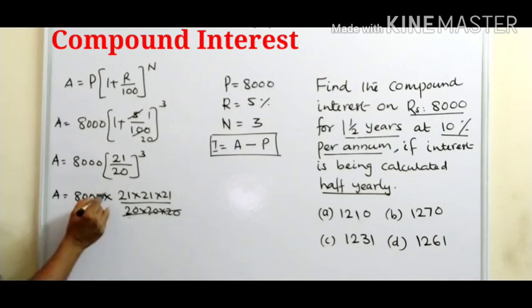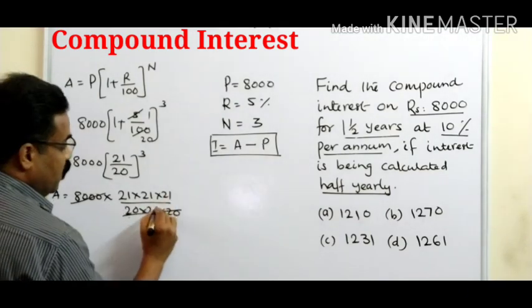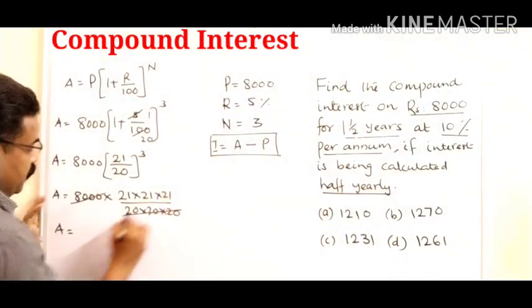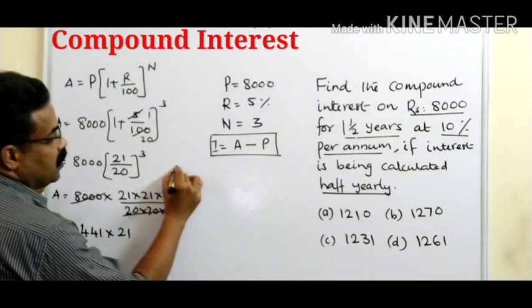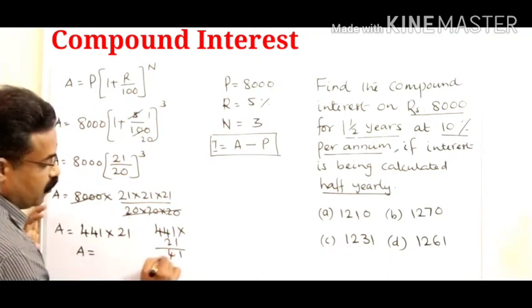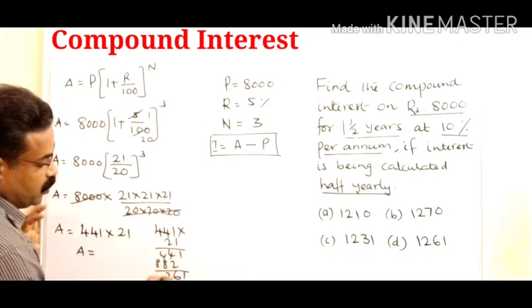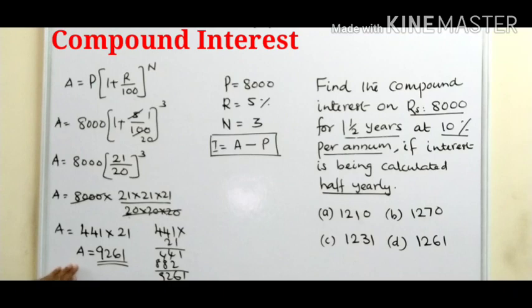Here 8,000 and here 8,000 I can cut. So A will be equal to what? A will be 21 into 21 into 21. What is 21 into 21? 441. So 441 multiplied by again 21. So how much it will be? Let me write here 441 into 21. So 1, 4, 4, then 2, 8, 8. So it will be 1, 6, 2, 9. 9261 is the amount. We got amount is equal to 9261.